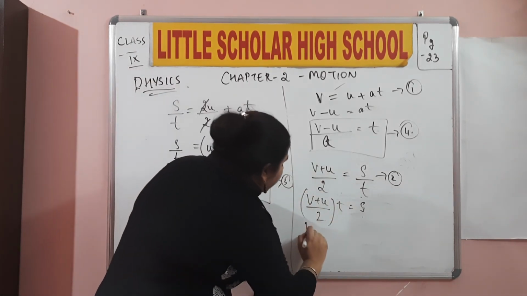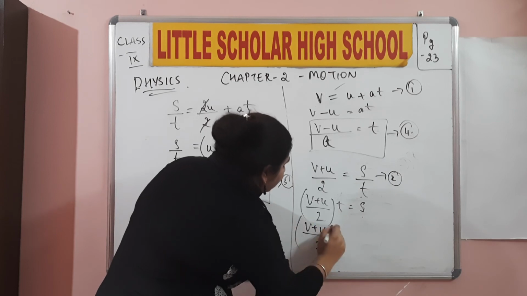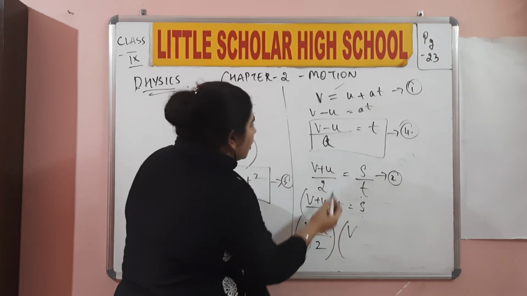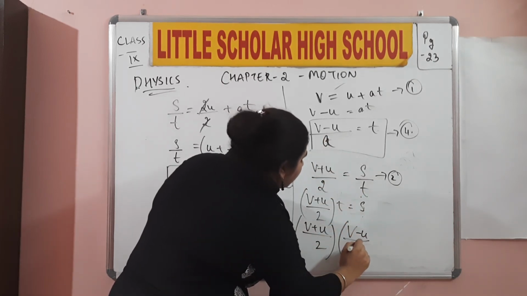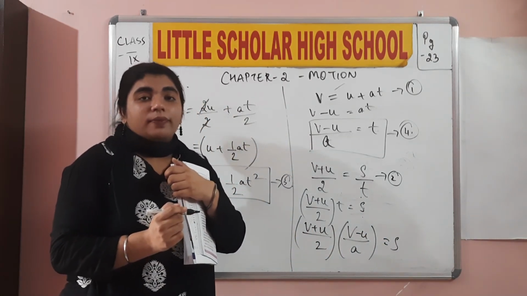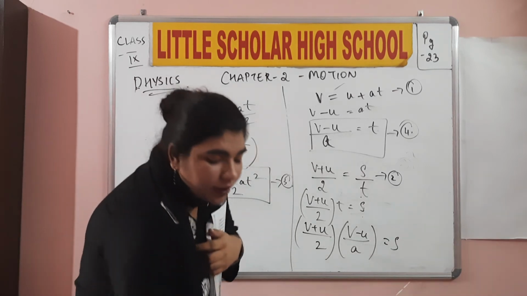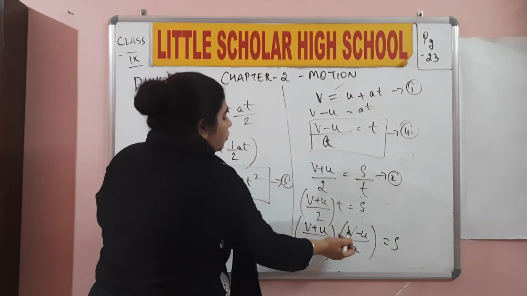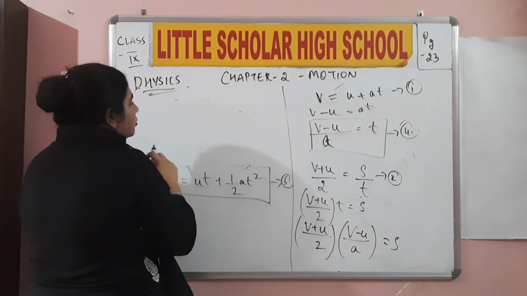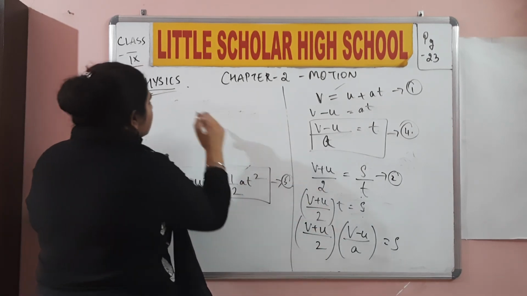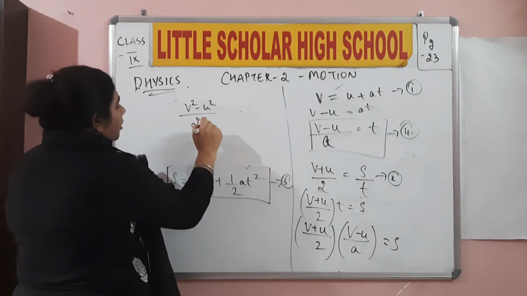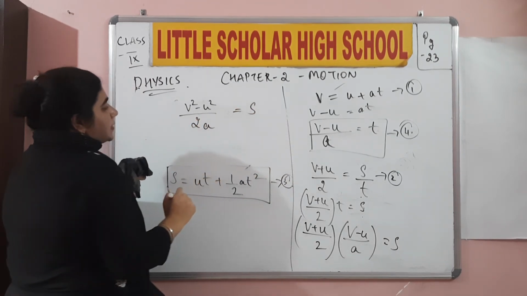So what do I get? I get V plus U by 2 into, and here I have V minus U by A is equal to S. So you must have learned in maths like A plus B into A minus B is equal to A square minus B square. Similarly, if you see V plus U into V minus U, it is going to be what? It is going to be V square minus U square. So V plus U into V minus U is going to be written as V square minus U square. Multiply the denominator also, it becomes 2A, and on this side you have S.